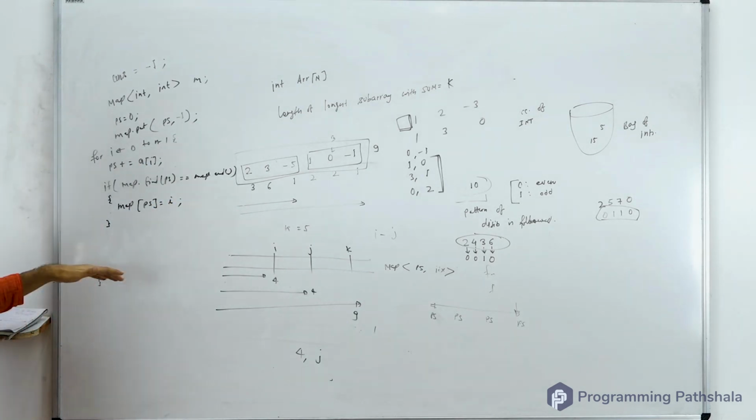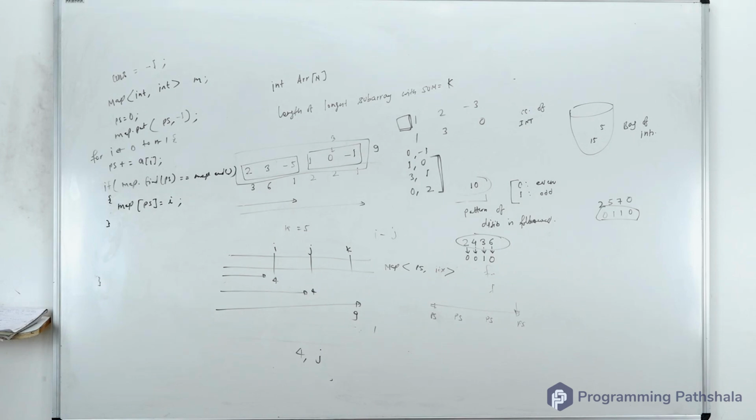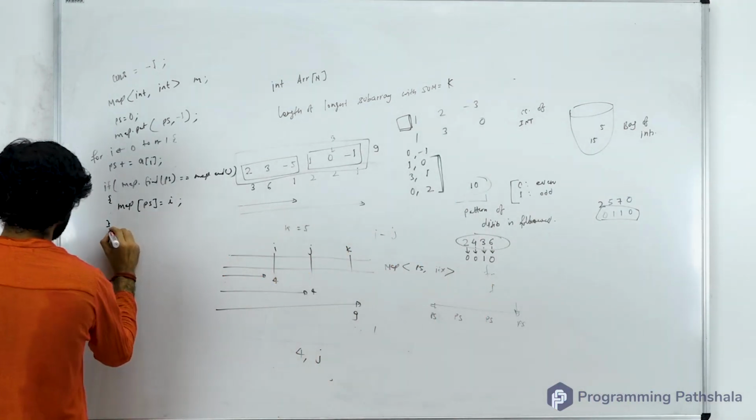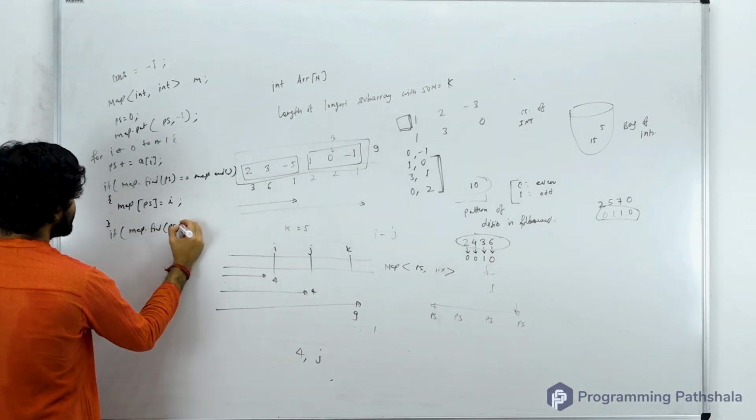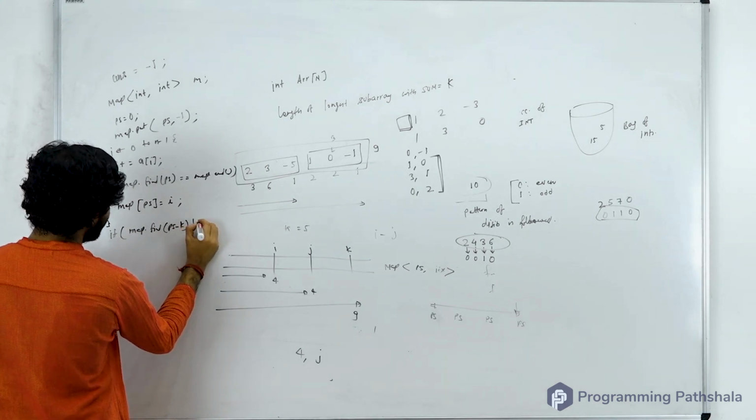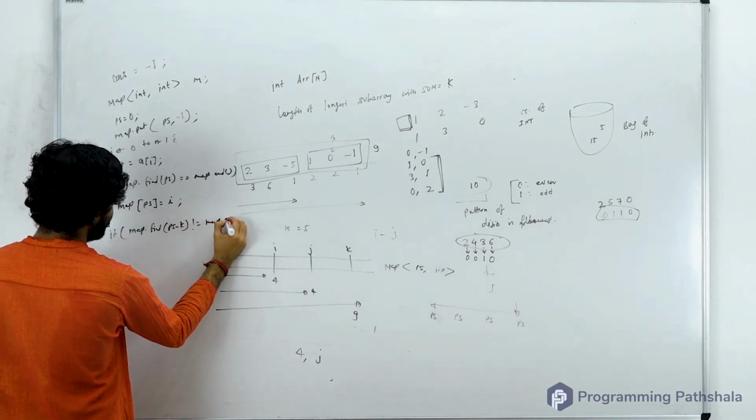After this, what should I do? How do I check whether or not there can be a subarray which ends at index i and has a sum of k? Can you tell me for which entry will you check in the map whether that entry is present or not? Yes, very good. Now you'd want to check whether prefix sum minus k is present in the map or not, right? So for that you can do something like this: if map.find(prefix sum minus k) not equals map.end().